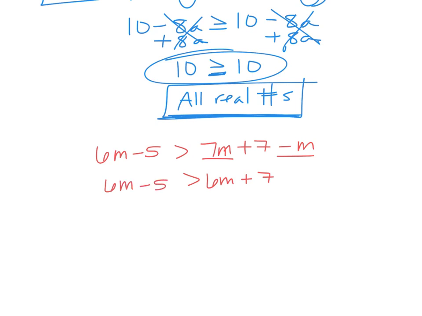Okay, to solve that, you got to subtract your 6m. Okay, so we're going to take away 6m from both sides. So this is gone, and this is gone. I'm left with -5. Here's my symbol, and 7. Okay, is -5 greater than 7? No, that is never true, right? So my answer is what? No solution.